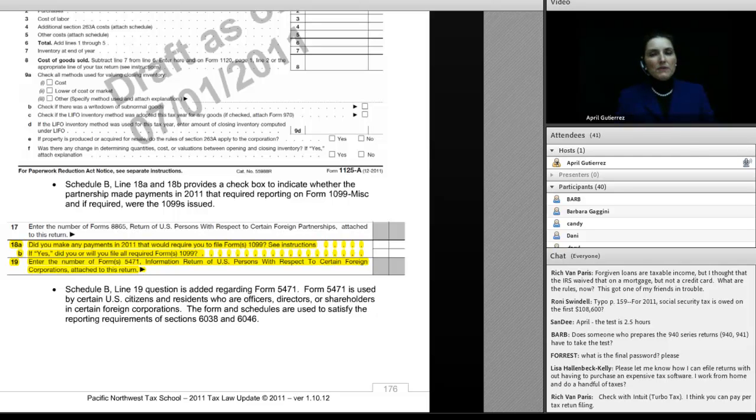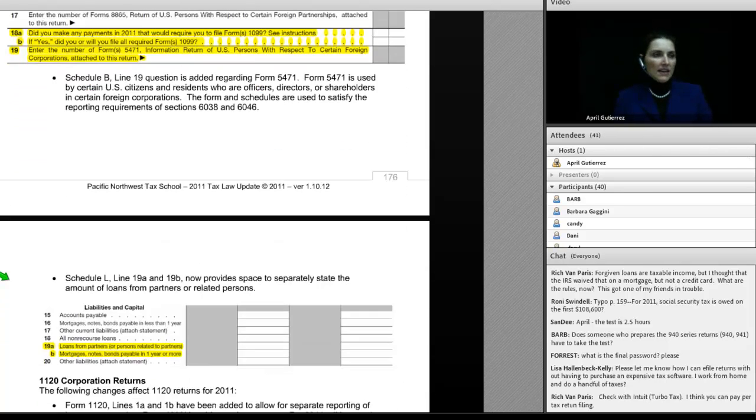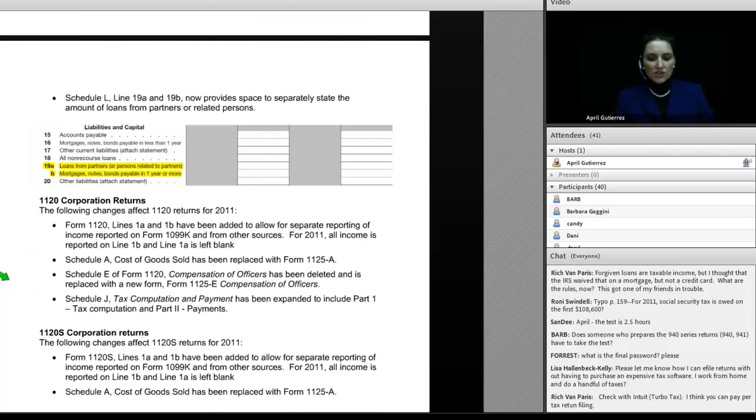Also, there used to be a Schedule A that was attached to corporate and partnership returns to report cost of goods sold. Schedule A has been removed and has been replaced by a separate form called Form 1125A. So you'll notice a change there if you do those types of returns.